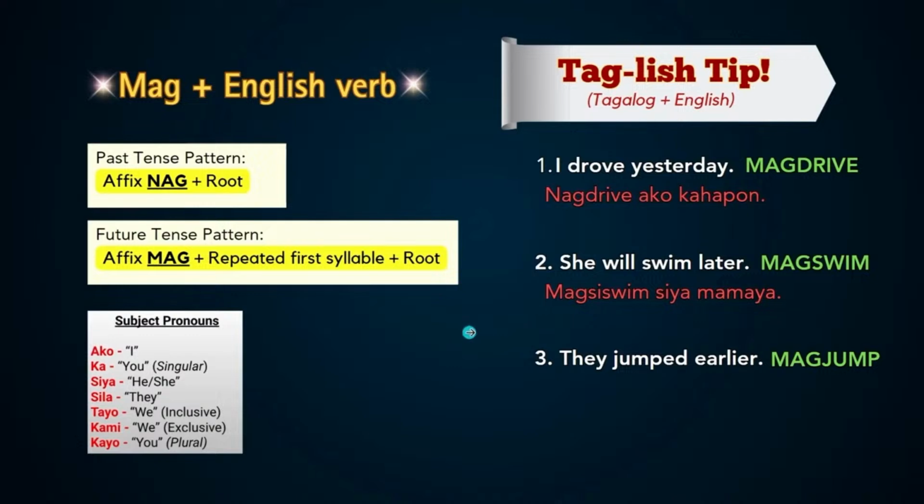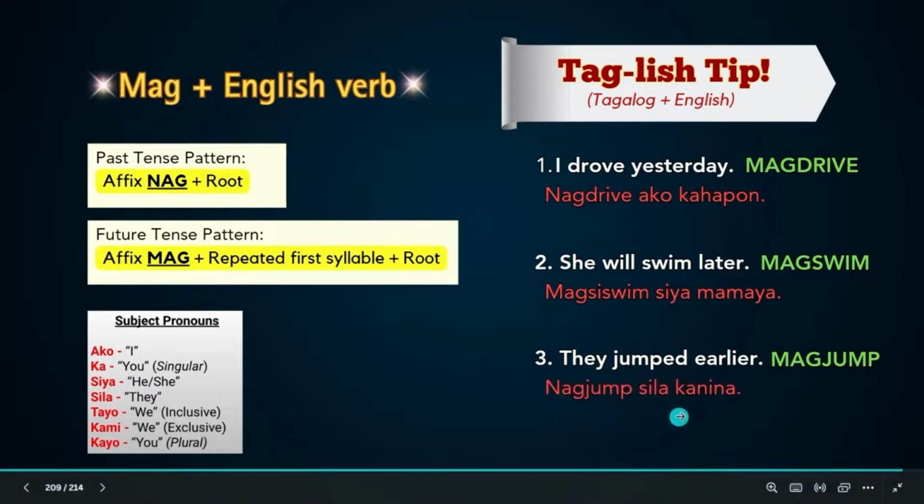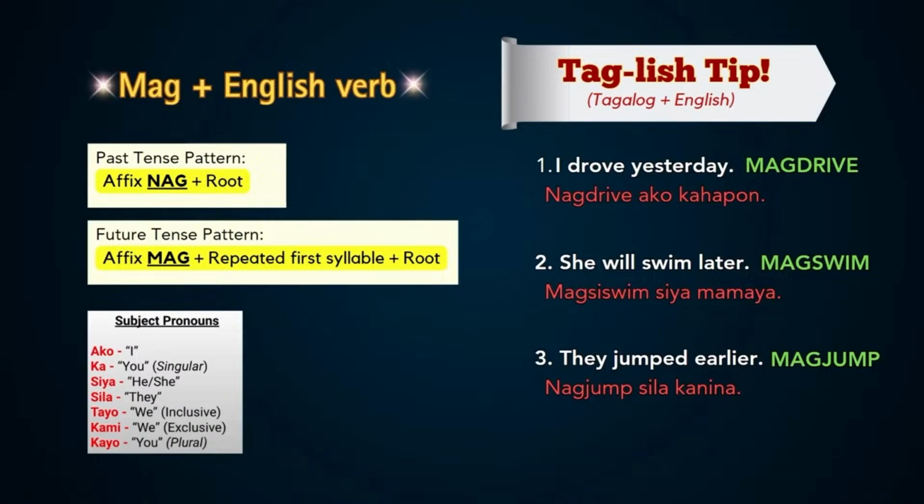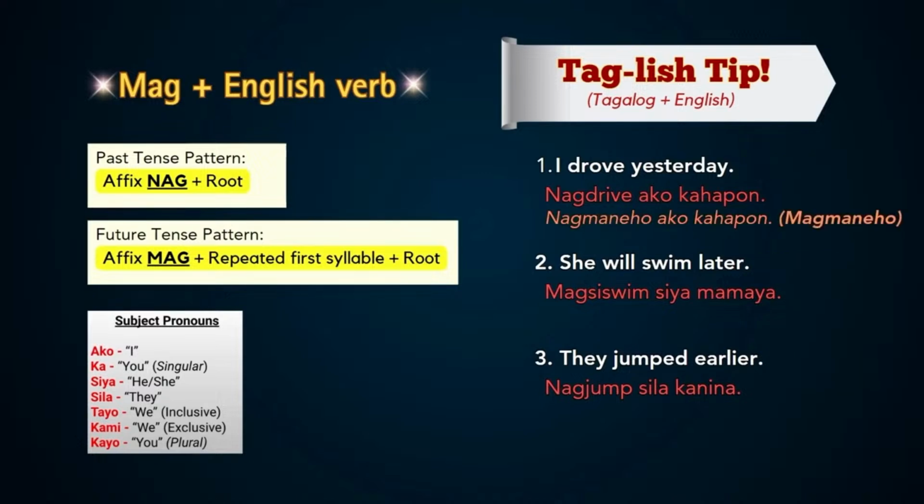She will swim later. Lastly, they jumped earlier. If I told you to use mag-jump, it would be nagjump sila kanina. The affix is nag, then it's the root for a past tense conjugation of mag-verbs. So nagjump sila kanina. So that is just a quick way to use Taglish, but I do encourage you to go back and look up these words in Tagalog so that you can say the whole phrase in Tagalog eventually. For example, to drive in Tagalog is magmaneho.